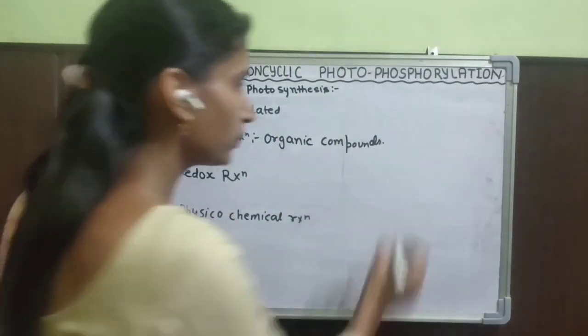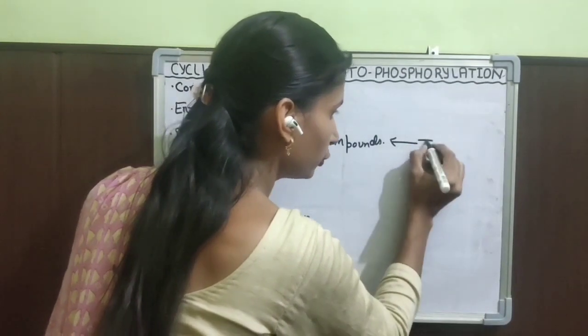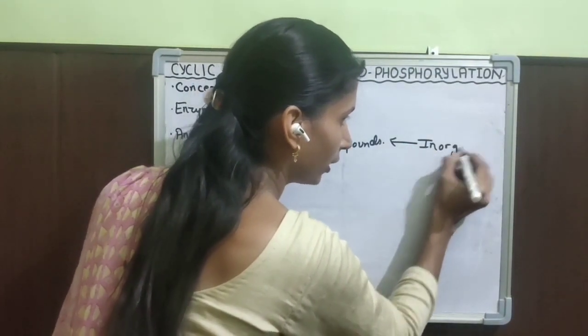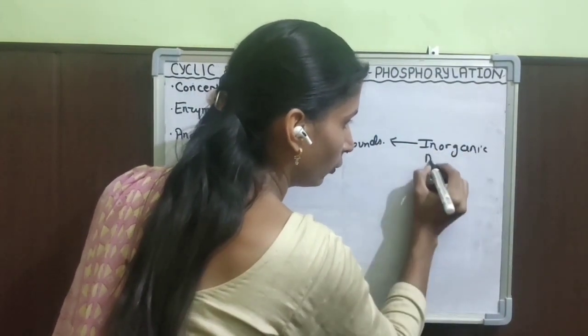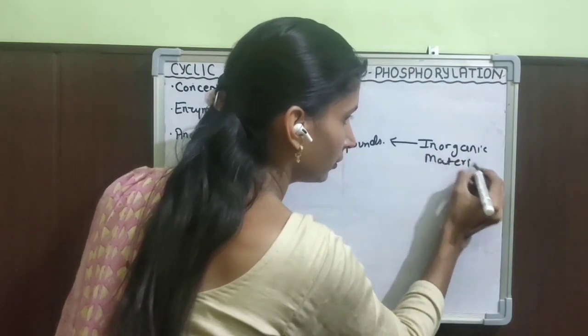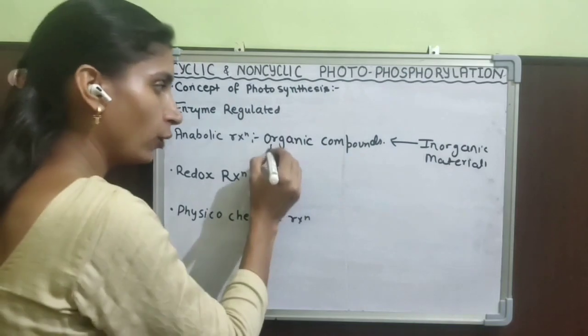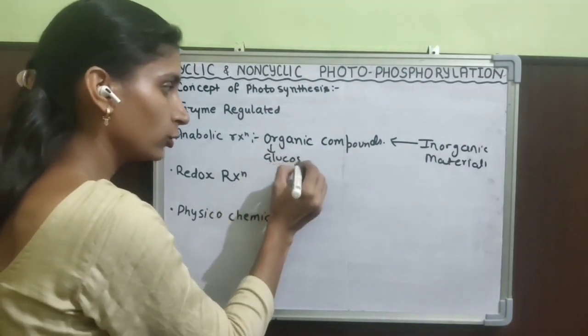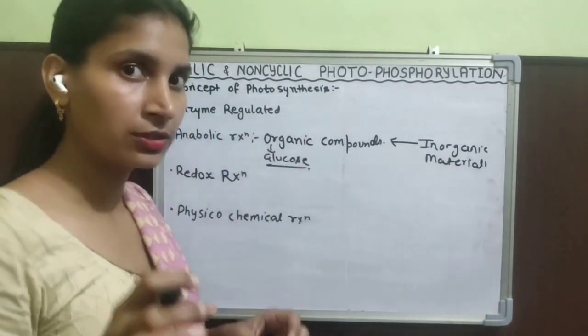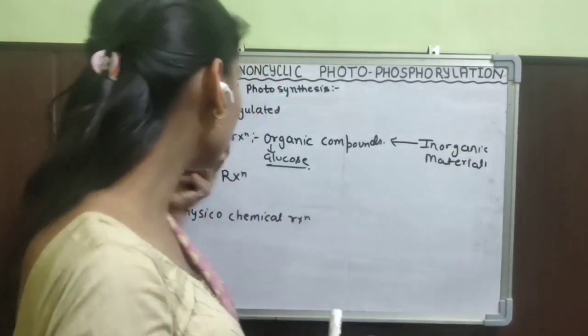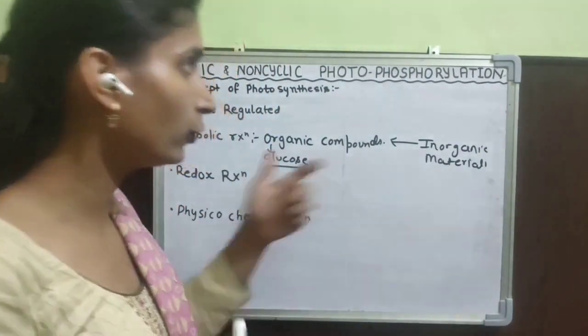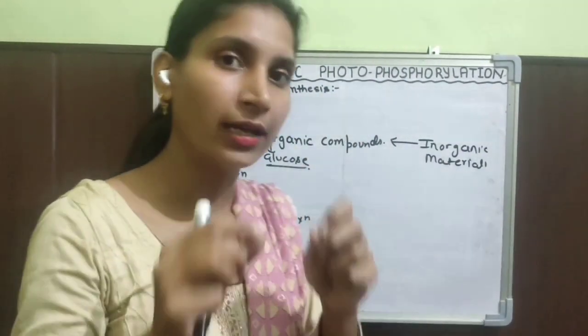This organic compound is produced from the inorganic material. This inorganic material produces organic compound in the form of glucose. So something is formed. Such reactions in which something is formed are known as anabolic reactions. So photosynthesis is an anabolic reaction.